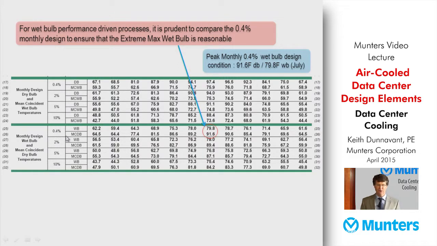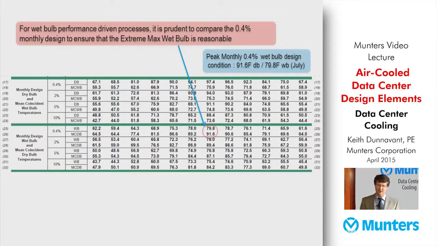So this is a deeper drill into each month, looking at the 0.4% design conditions. In this case, we're looking at the monthly wet bulb with the mean coincidental dry bulb temperatures. So we find that in the month of July, we have a wet bulb temperature of 79.8 with a mean coincidental dry bulb of 91.6. Now, why do we want to look at this? Because sometimes you will find that the 0.4% monthly condition is drastically different than the wet bulb extreme.